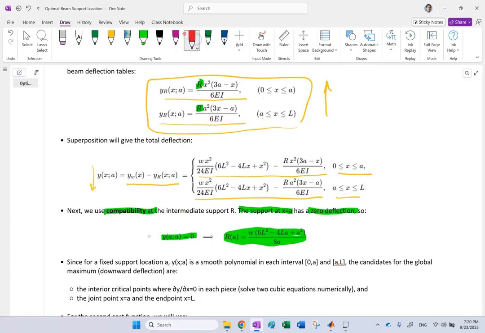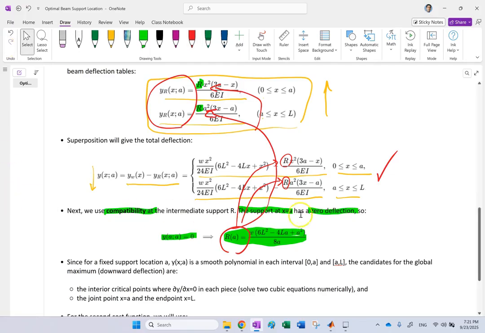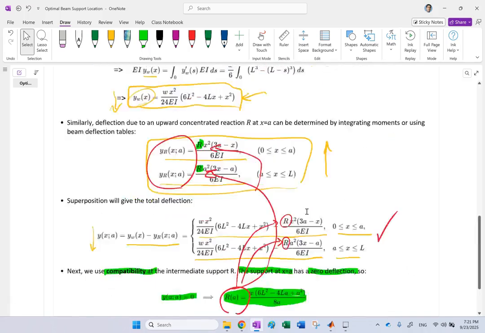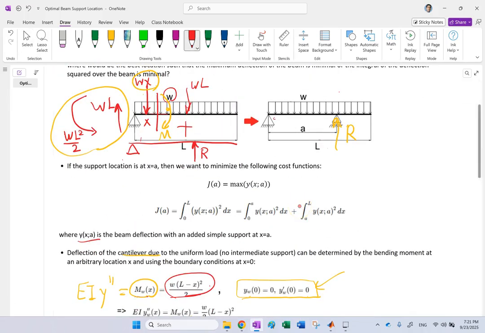And at x of a, we set it equal to 0, and we can find the reaction at a. Now that I have this, I can go ahead and plug it into these formulas. Now my y is going to be what? It is going to be a perfect formula in terms of W, L, and x. Okay? Now that there is nothing ambiguous in it, if I want to find the y maximum, the first cost function, I have to see where this function can be maximum.